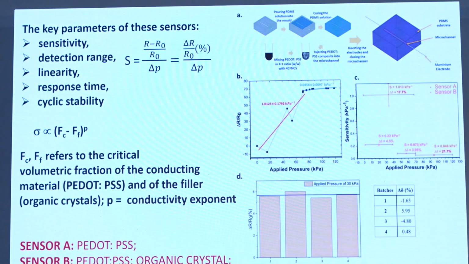And this is the response as a function of pressure, where you can see there is some kind of instability associated with the sensor. This is the device, the sensor which has been made. This is the PDMS substrate. This is the microchannel into which you put your sensor, and you complete it with the aluminum electrode. As you can see, compared to sensor A, sensor B has much better sensitivity, which is reproduced here. We did it over 4 batches, and we were able to see that the deviation from the mean is very small for sensor B. This is at 30 kilopascal.